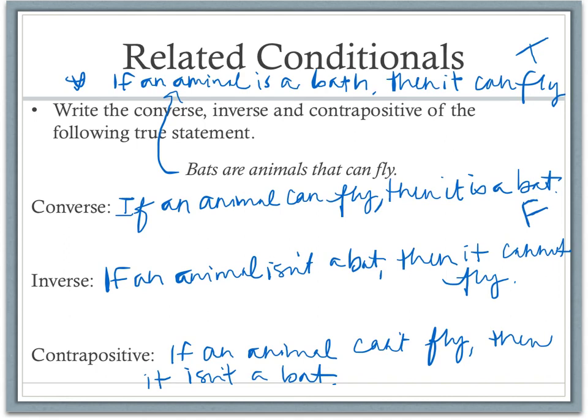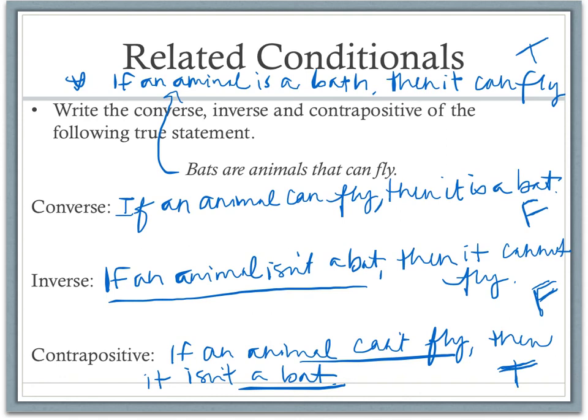For the inverse, if an animal isn't a bat, then it cannot fly. Well, again, a bird isn't a bat, and it can fly. So this statement would also be false. And looking at the last one, if an animal can't fly, then it isn't a bat. And that's true, because bats can fly. So if it can't fly, it can't be a bat. And that statement is true as well.